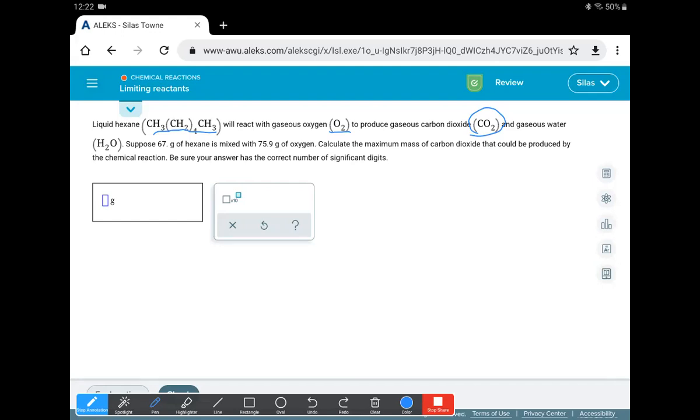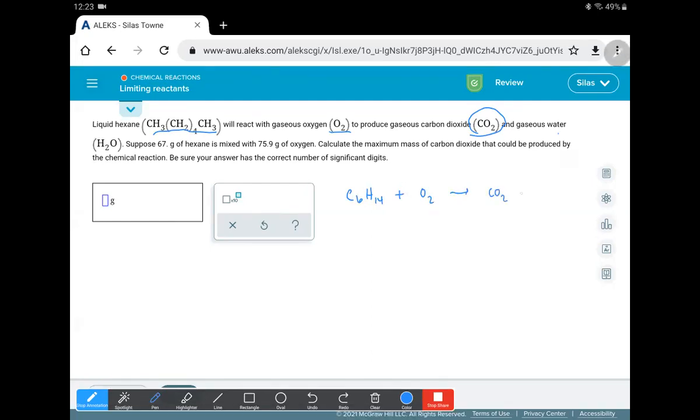So let's look at this. We got hexane. We're going to write our balanced chemical reaction first. So this is C6H14, that's 8 plus 6, 14 hydrogens, plus oxygen. This is a combustion reaction. It's going to form CO2 and water. Okay, so I'm going to start by putting a 6 here, because I need 6 carbons on both sides, and then I got 14 hydrogens, so I'm going to put a 7 here.